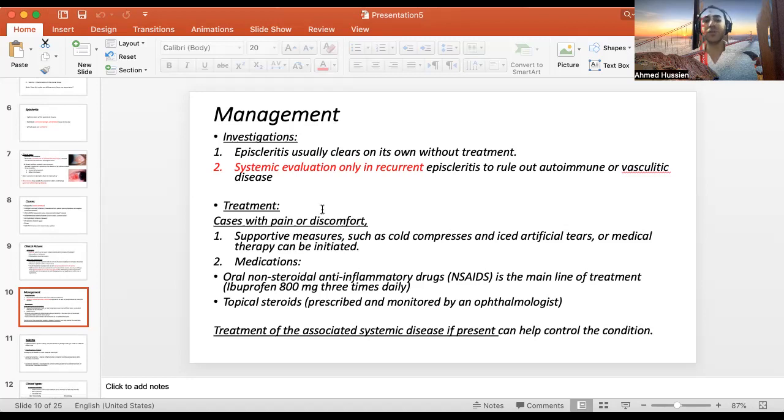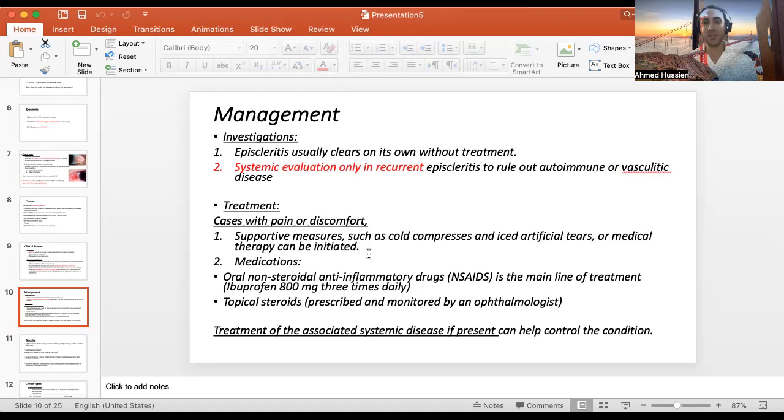The treatment is usually supportive. Again, in case there is pain or discomfort, you have to give supportive measures like cold compresses, iced artificial tears, or medical therapy. And this medical therapy is in the form of oral non-steroidal anti-inflammatory drugs like ibuprofen 800 milligrams 3 times a day. Also, you may consider using topical steroids, but again with caution, and you have to establish the diagnosis of episcleritis because in case of scleritis, topical steroid may be contraindicated.